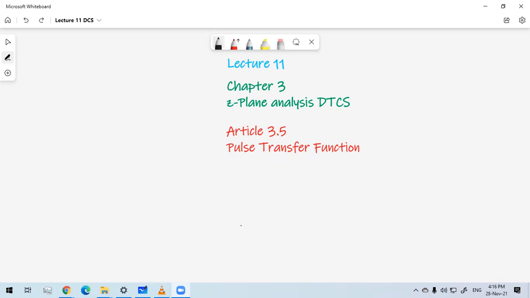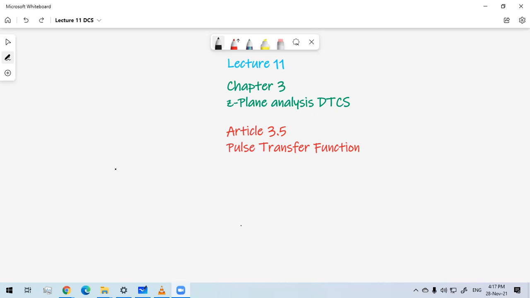We already have seen how to figure out the pulse transfer function and how to take the advantage of starred Laplace transformation in obtaining pulse transfer function. So far, we have covered up to the example 3.6. Now let us start with the pulse transfer function of closed loop system.